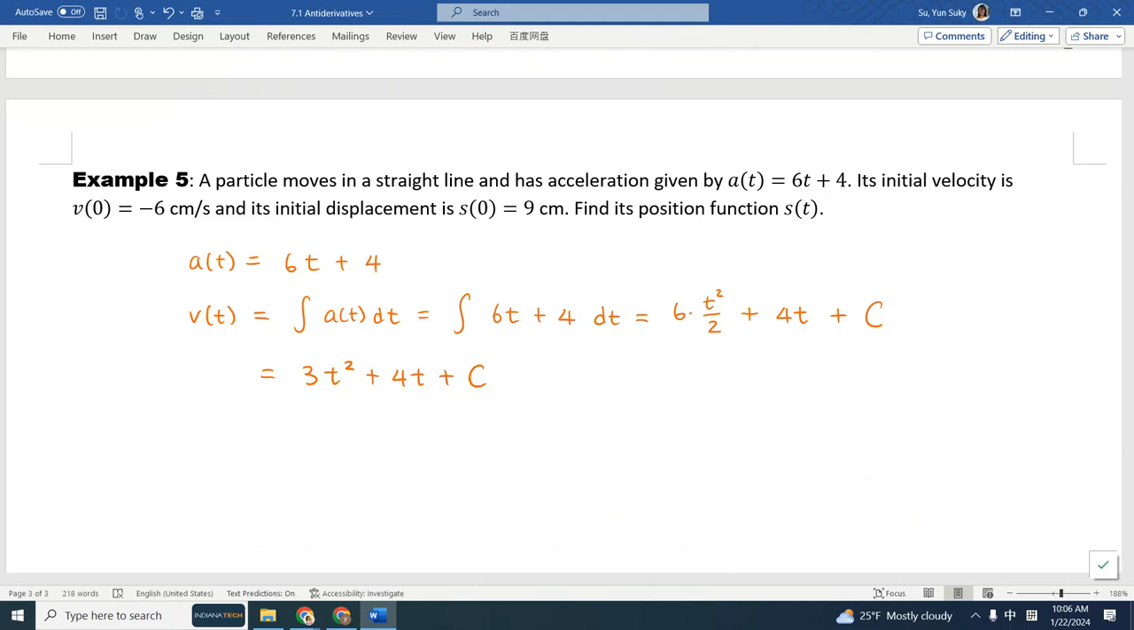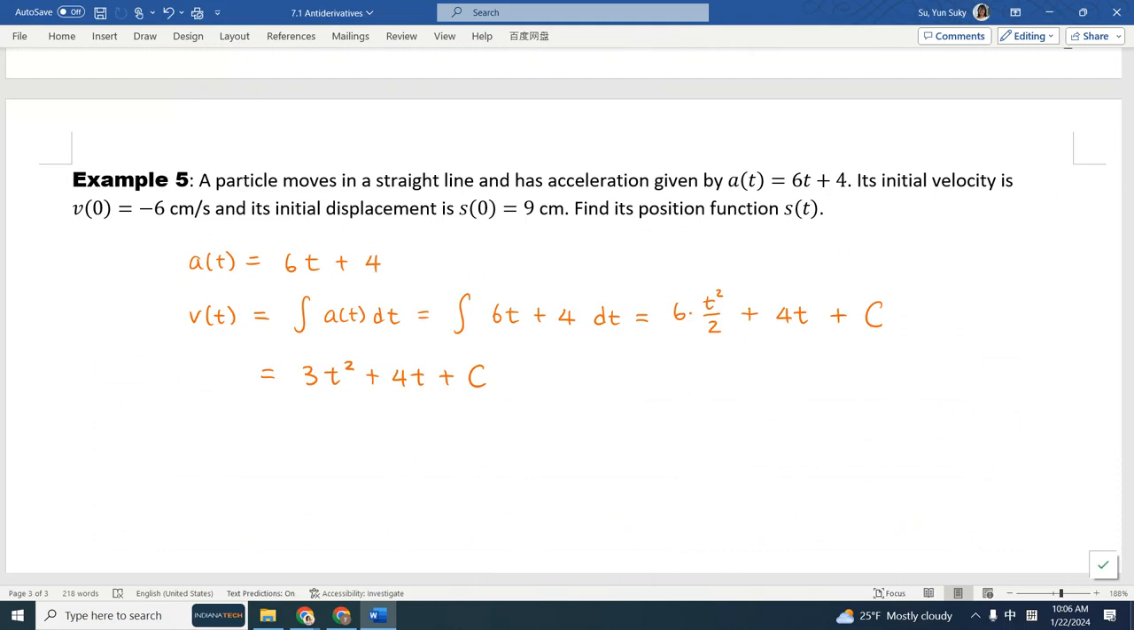So this is v of t. Do you see the problem? We have initial velocity. So we can actually plug in v of 0 equals negative 6 in here. Then we can find the c.